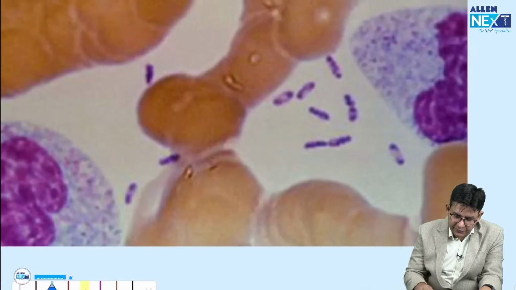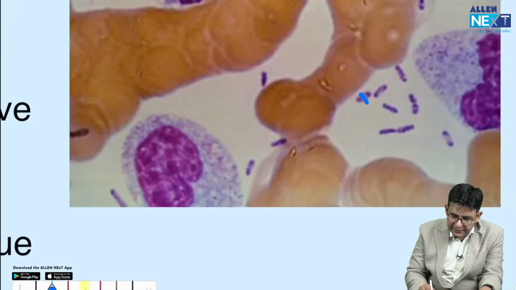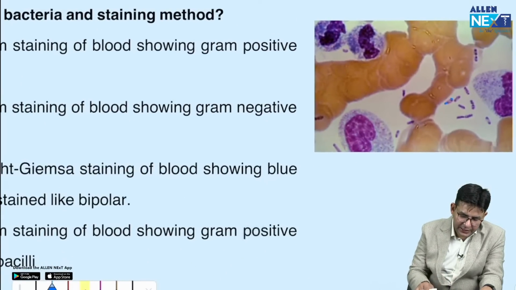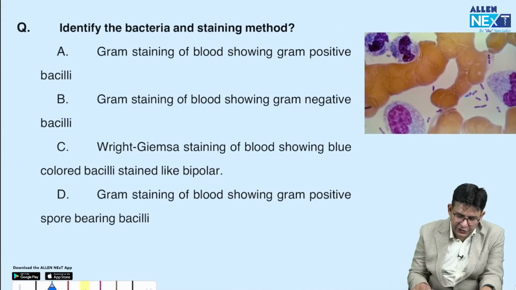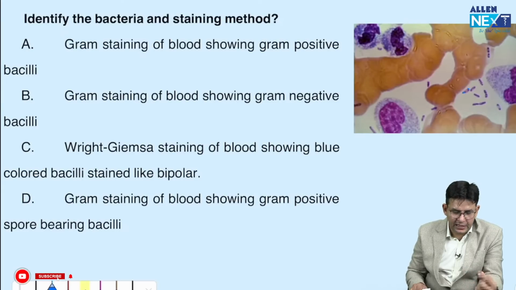Now guys, if you see this particular picture zoomed in, you can see that in between there is no staining and the poles are stained. So which particular staining are we talking about, in which the poles are stained and in between it remains unstained? What are we talking about, guys?